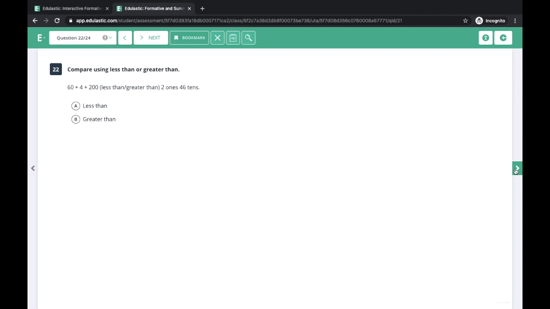60 plus 4 plus 200 is less than or greater than 2 ones and 46 tens. So let's decide what numbers these are in standard form. 60 plus 4 plus 200, we know is the same as 264. So on the left side, we have 264, and on the right side, we see 2 ones and 46 tens. So we see 462. 46 tens and 2 ones is the same as 462. So we're comparing 264 to 462.